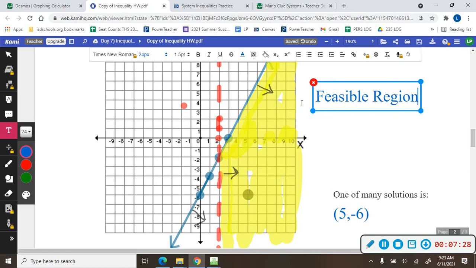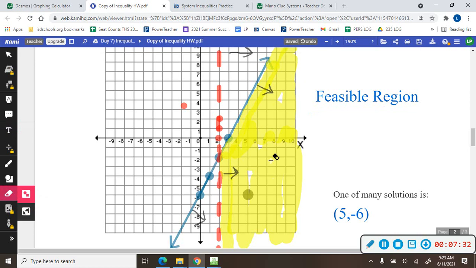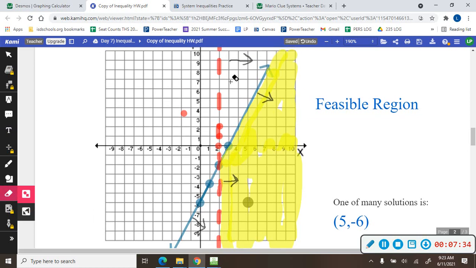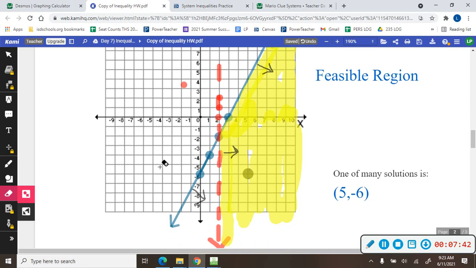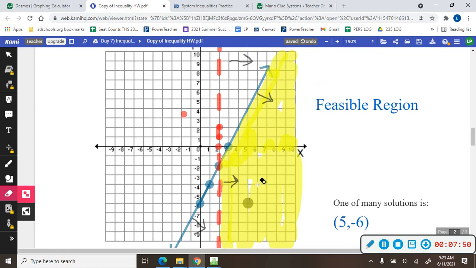And what that means is anything in the yellow would be a solution to both. Right here is only a solution to the red. Here, none of them work. And here, solution would only work for the blue. So the area that works for both would be the yellow area. We call that the feasible region. And you could pick any point you want in this yellow, and that would be a solution.